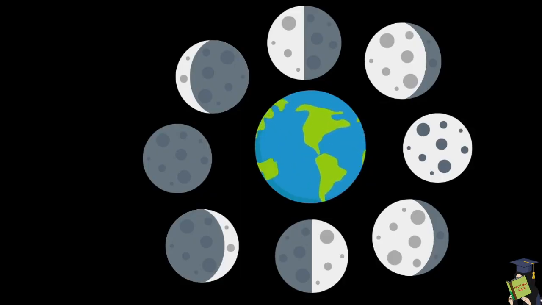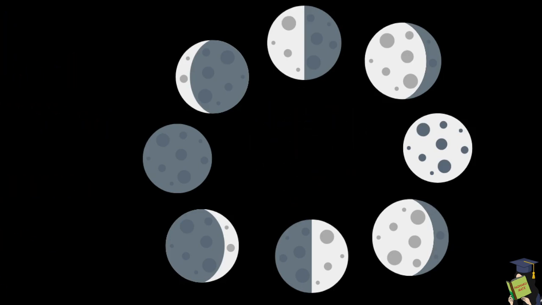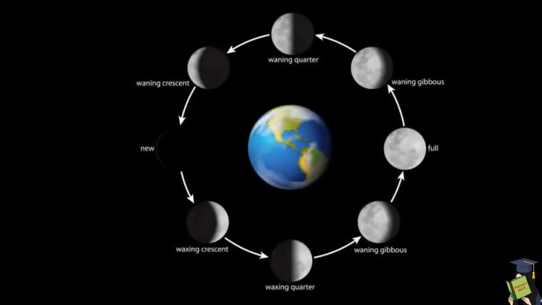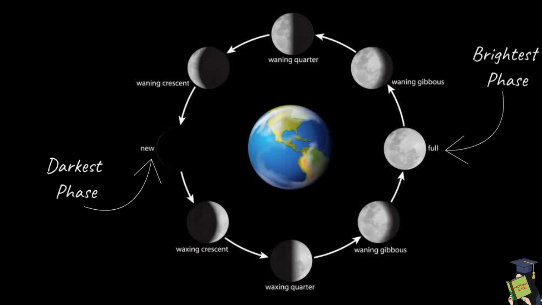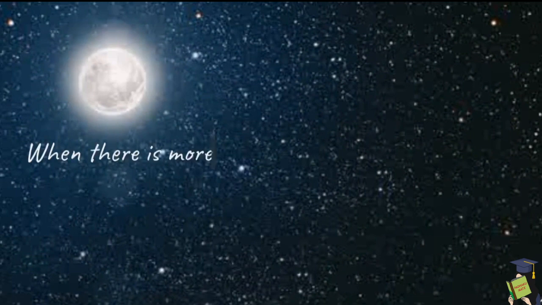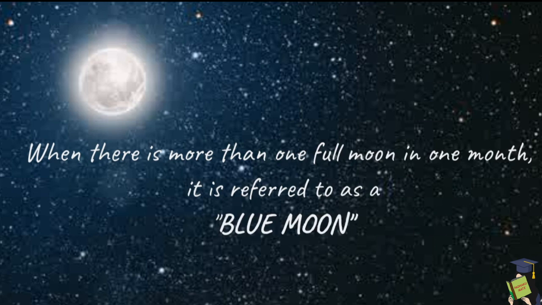This is due to the position of the Earth and the moon in relation to the sun. The change in the appearance of the moon is called moon phases. There are 8 main phases of the moon as shown in the picture. New moon or no moon is the darkest phase, while full moon is the brightest phase. When there is more than one full moon in a month, it is referred to as a blue moon.